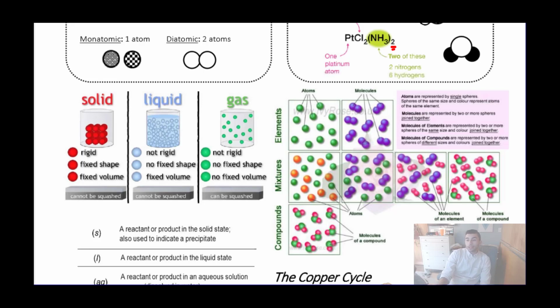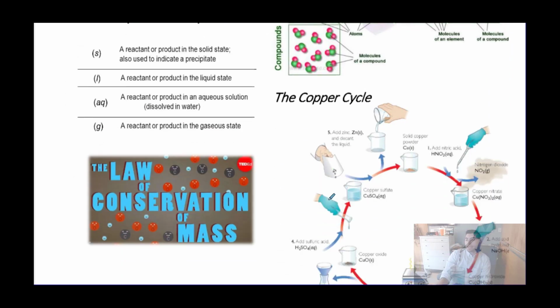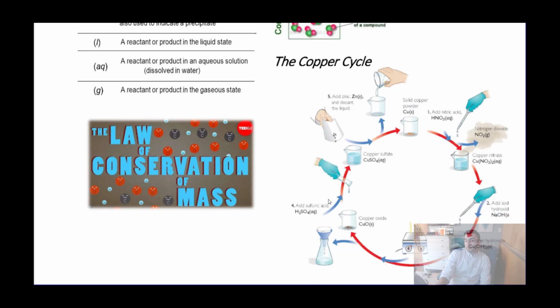We did a 2-day lab called the copper cycle. And in this lab, we started with solid copper powder. And we caused that copper powder to undergo several different changes. We added nitric acid, and then we added copper nitrate. We added sodium hydroxide. We added sulfuric acid, and added zinc. And we observed all the different changes along the way. And then when all was said and done, we ended back up with the solid copper powder again.